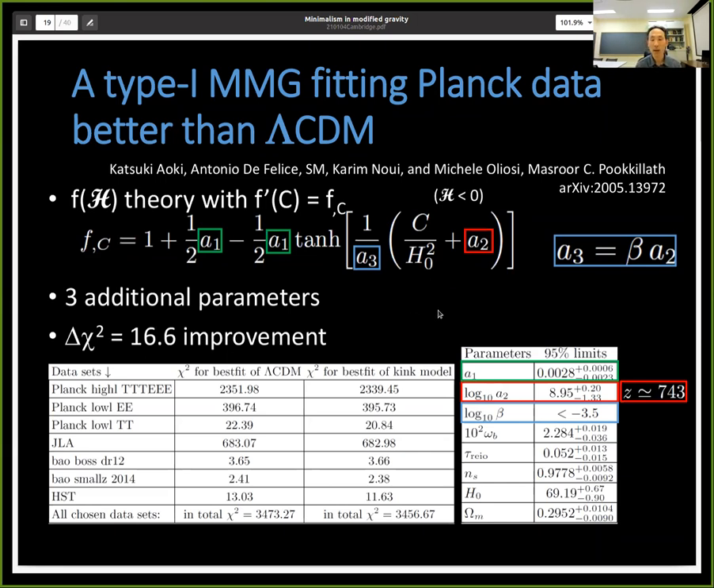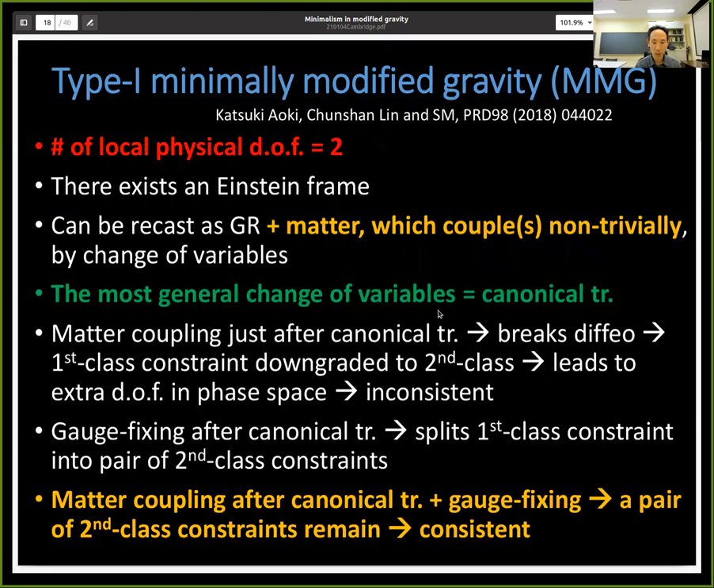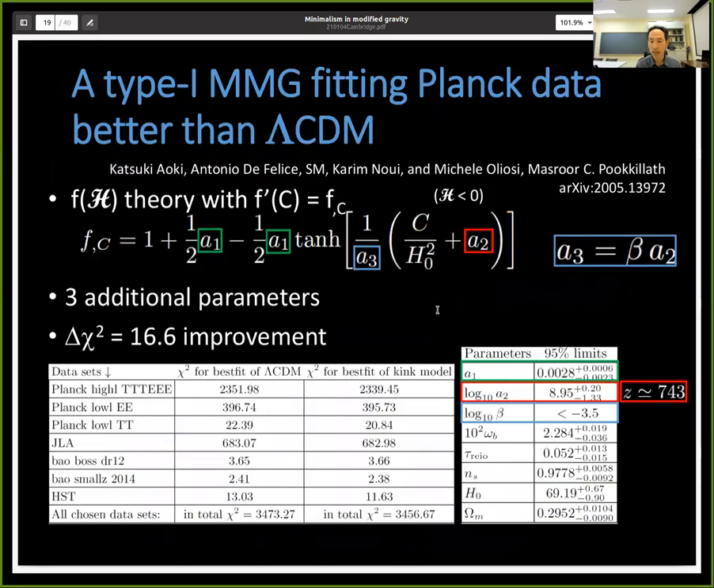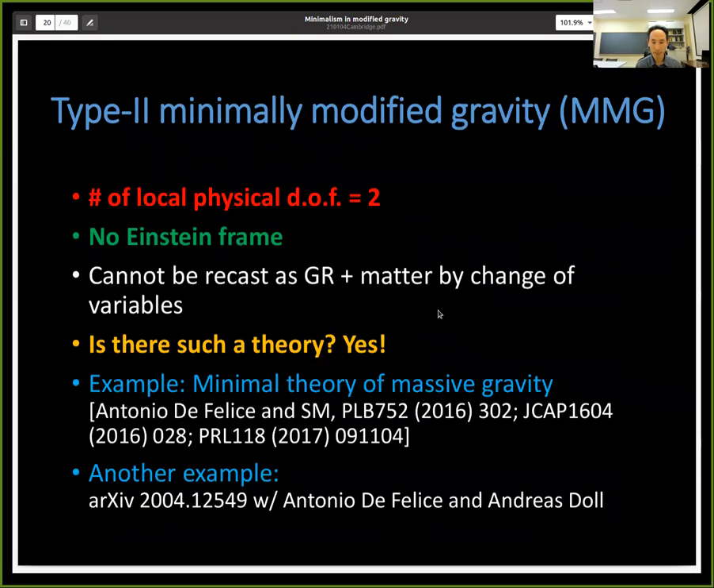Probably I don't have time to explain this in detail, but at least this kind of modification may be useful to understand cosmological data.